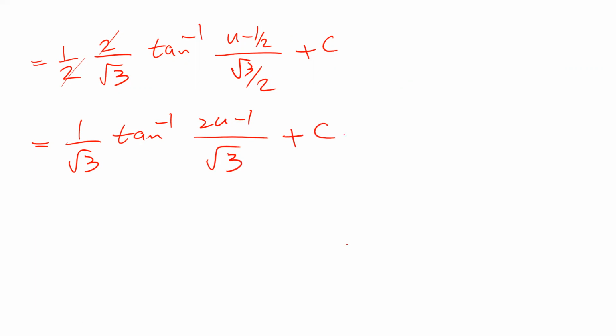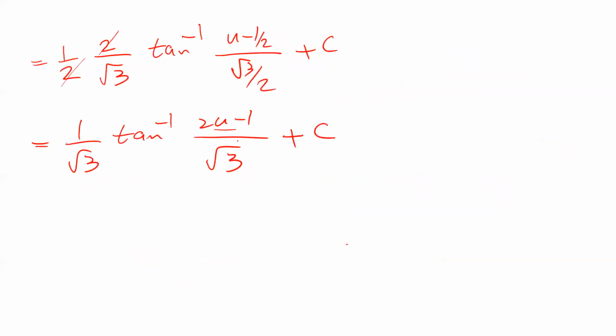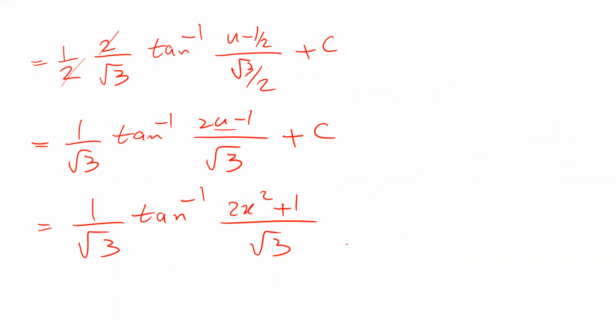Here all you need to do is to substitute the parameter u with its definition, which was given in the previous slide. Here u is equal to x^2 plus 1. So this will be equal to 1 divided by the square root of 3 times tangent inverse of, instead of u, I write x^2 plus 1. So 2 times x^2 is 2x^2, 2 times 1 is 2, minus 1 will be 1, divided by the square root of 3, plus c, which is the constant of the integral.